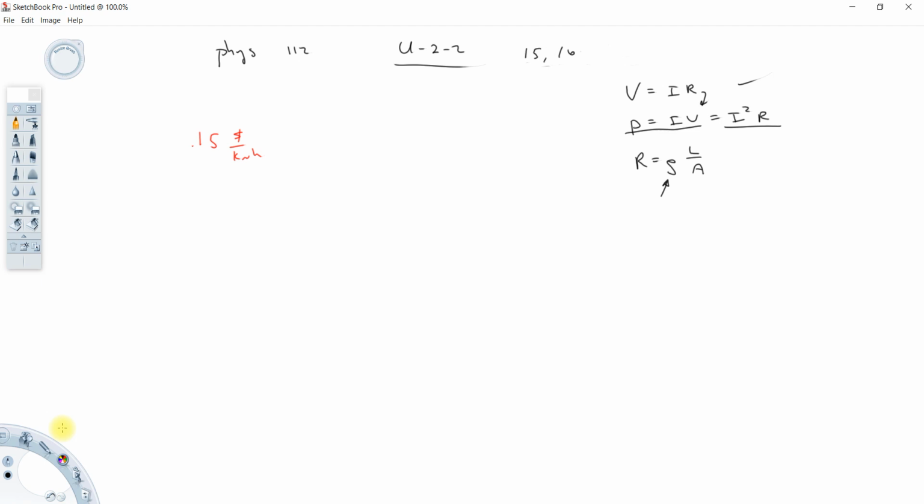I'm making this one to help you with numbers 15 and 16, Unit 2-2. So let's start with number 15. It says in a particular town, electrical energy costs $15.15 per kilowatt hour. This number is in red in the homework, which means your numbers might vary, but that's the one I'm looking at. How much does it cost to operate a 75 watt bulb for 24 hours?